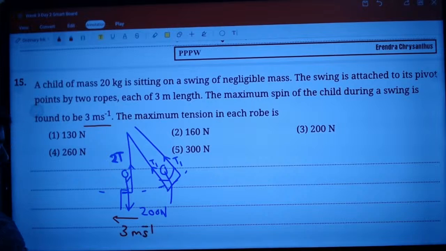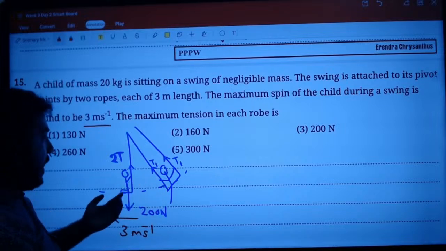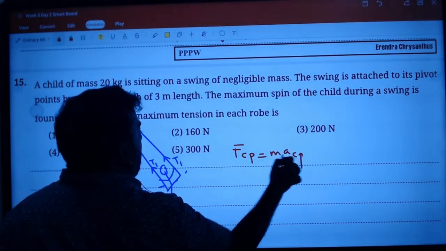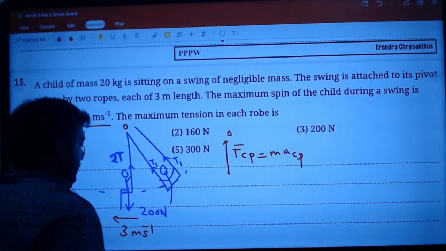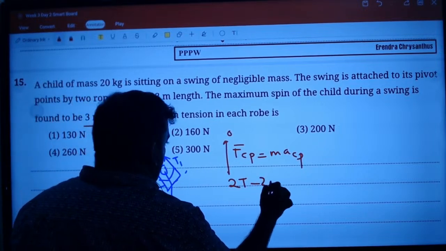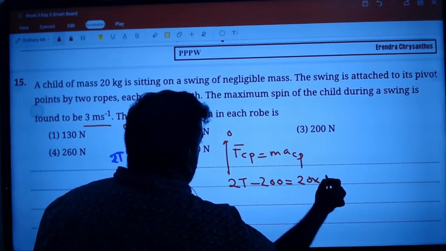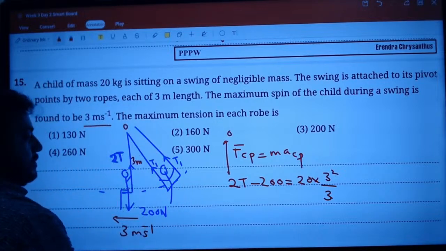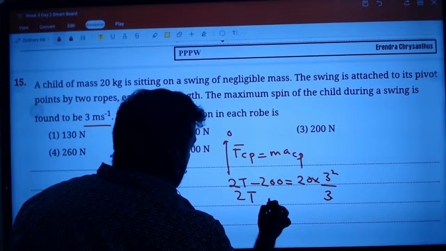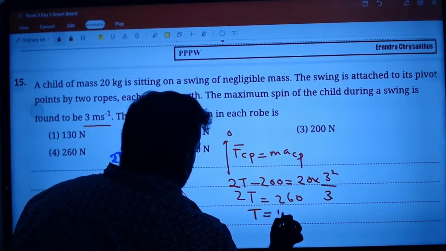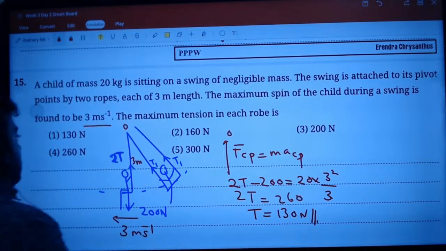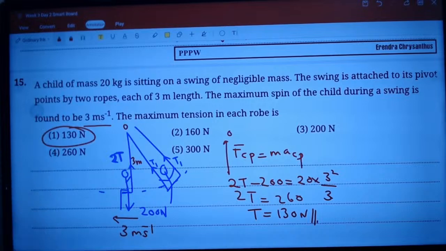Right. So if you are going in a circular path, there will be a centripetal force. Centripetal force is mass into centripetal acceleration, acting towards the center. 2T minus 200 equals mass into acceleration, v squared divided by r. Radius is also 3 meters. Simplify it, 2T equals 260, T equals 130 Newton, there you go, 130 Newton. So tension is 130 Newton, correct answer is answer number 1.